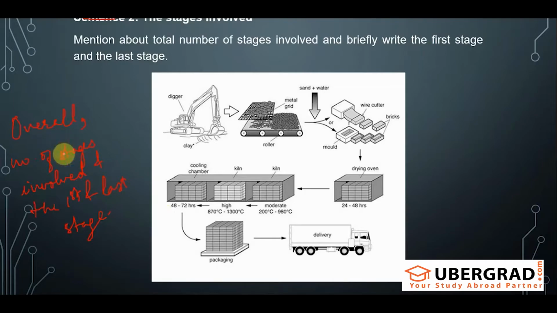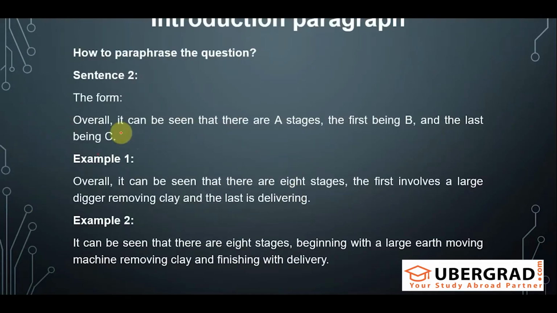So you will say that overall it can be seen that there are 7 stages involved in the manufacturing of the brick, starting from the digger digging the clay from the ground and ending at or finally these bricks being delivered to the construction sites. Okay, this will be your overview. So overall it can be seen that there are 8 stages, so the number of stages involved, the first and the last stage. Okay, so it can be seen that there are 8 stages. No, there are 7 stages. The first involves a large digger removing clay, and the last is delivering the bricks to the site, construction sites.